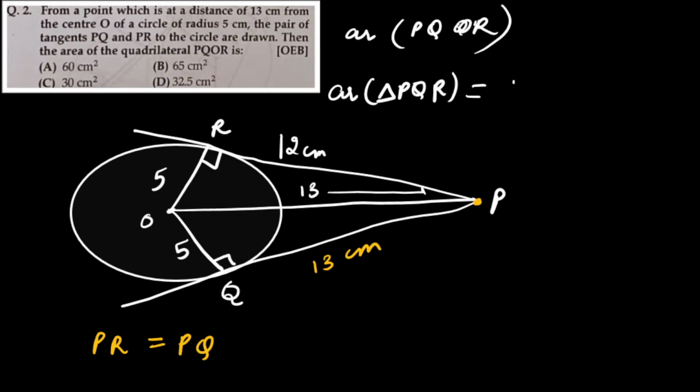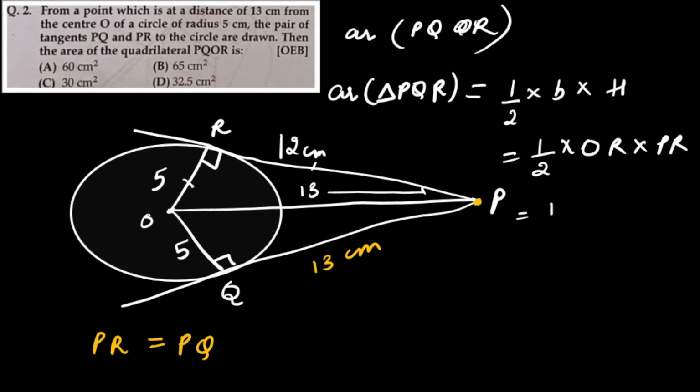Area of triangle is half into base into height. So half into base. What's the base here? You can consider either this one or this one. So OR, half into OR into PR. Other than the hypotenuse, you have to consider base and perpendicular. So OR and PR are base and perpendicular.